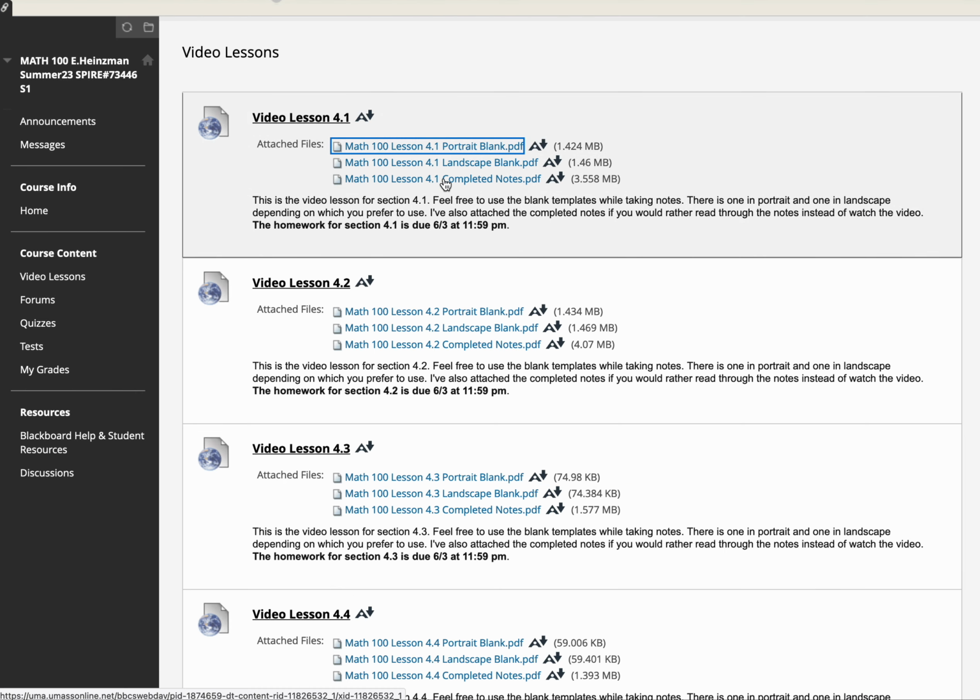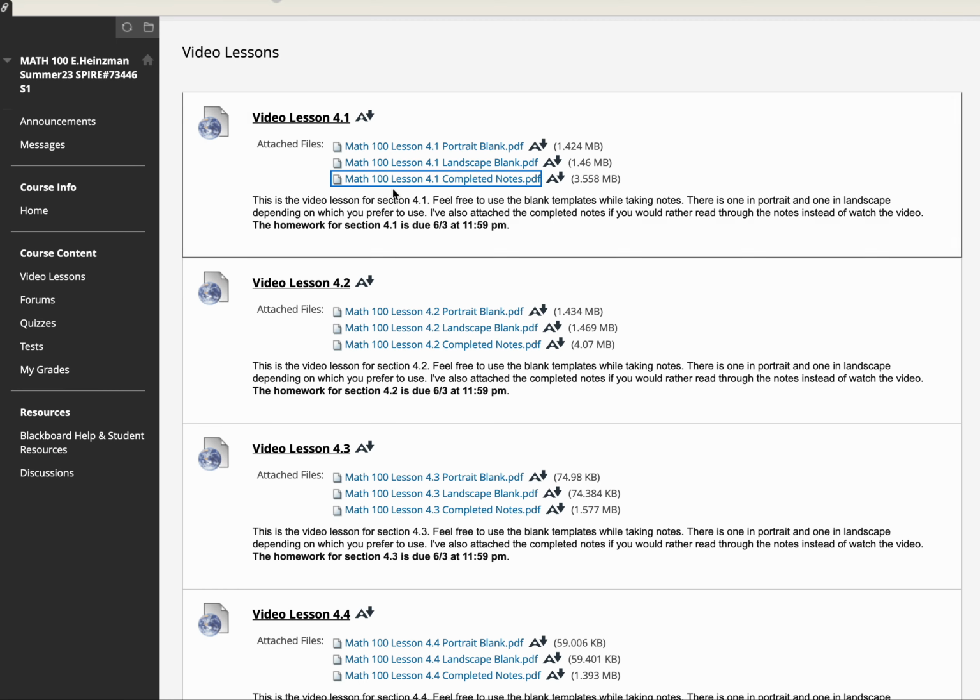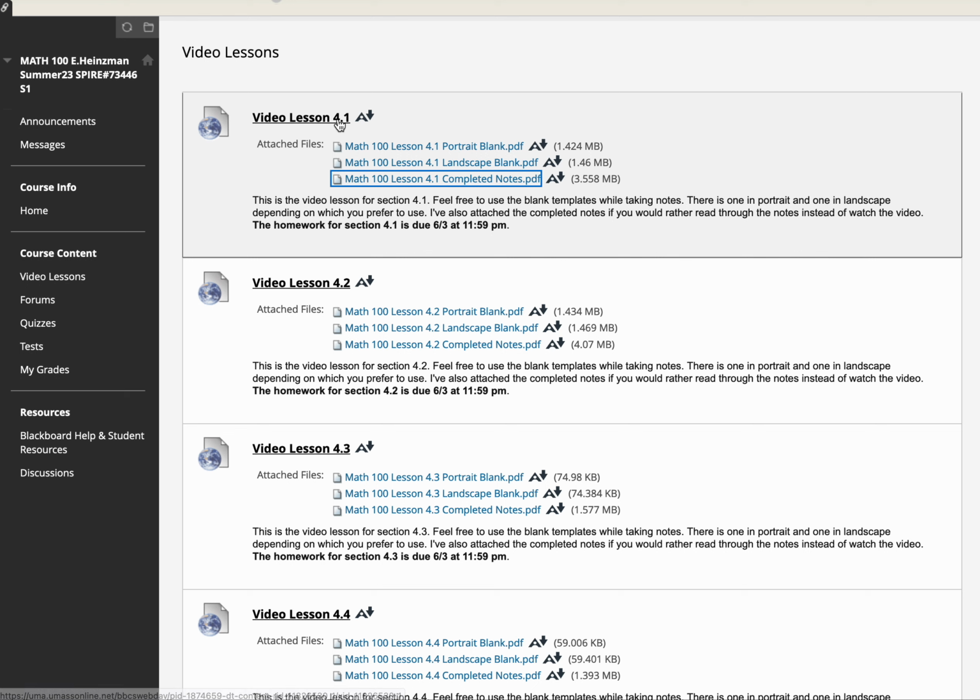Also included here are the actual completed notes, so you can click here. It takes a second to open up. Maybe I'll try that again. Try opening this up. All right, it seems to be taking a second, so I'll come back to that to see if it actually does load. But the idea is, for each section, how you choose to work through it is up to you.